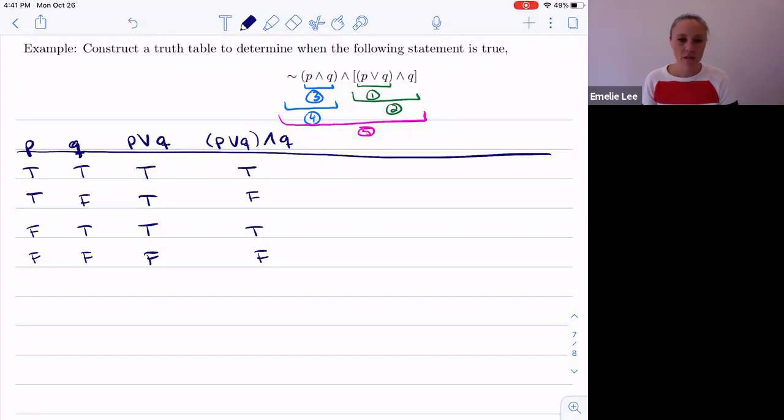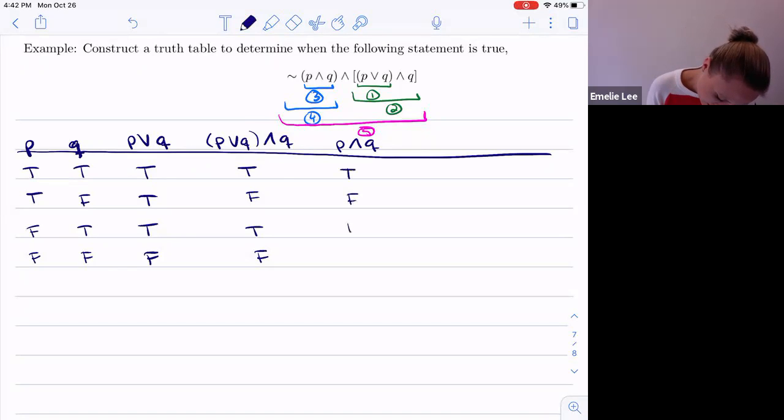Okay, so that's good. Now I'm going to move over and deal with this side, which I could have dealt with first if I wanted to, because I don't join them up until later. But here it's important that you move from inside the brackets all the way out. So if I do P and Q, remember which columns you're looking at. P and Q is only true if both statements are true. So true, false, false, false. Oops, make that false.